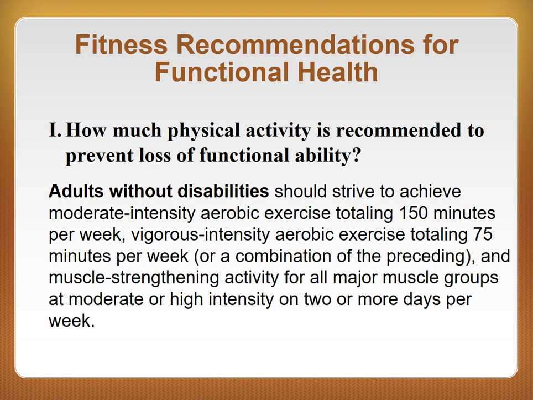Adults without disabilities should strive to achieve moderate intensity aerobic exercise totaling 150 minutes per week, vigorous intensity aerobic exercise totaling 75 minutes per week, or a combination of the preceding. And muscle strengthening activity for all major muscle groups at moderate or high intensity on 2 or more days per week.